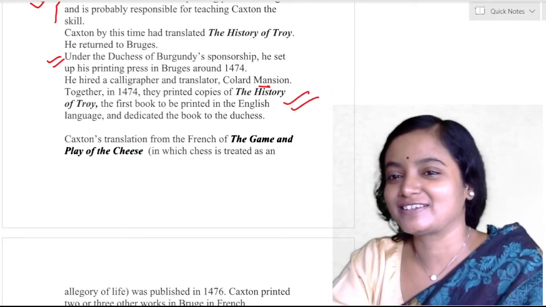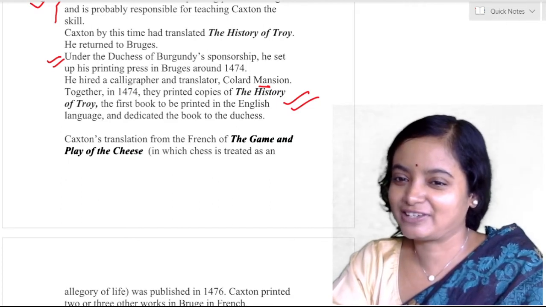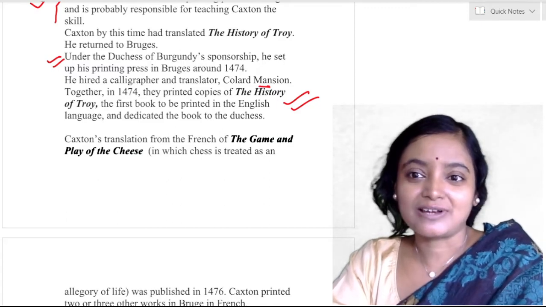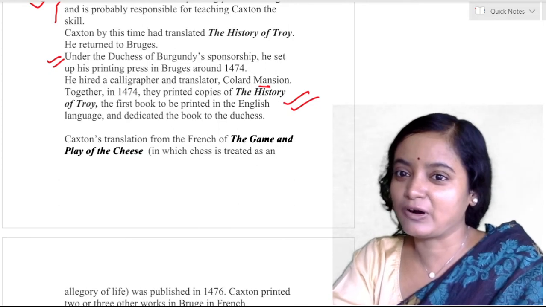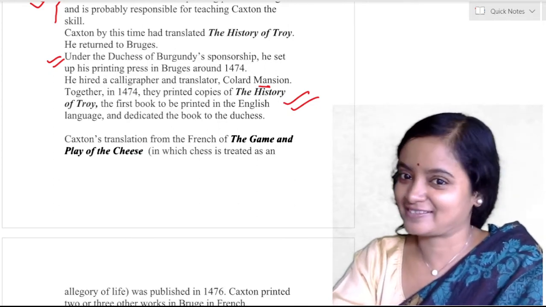Who was the Duchess? The wife of the Duke of Burgundy and also the sister of King Edward IV. And she told Caxton to translate the book, and when he finished it, he published it with the help of his assistant Conrad Manson and dedicated the book to the Duchess.